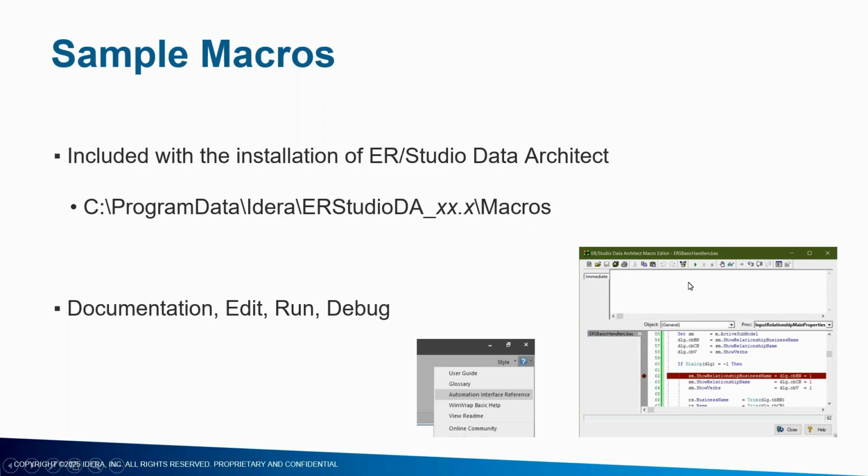The editor I was mentioning just before, so you can directly create your script within the solution, and you can run your script directly from this user interface. The documentation is also available directly in the UI. From Data Architect at the top right, you will have this question mark. Next to the question mark, if you expand this menu, you will see Automation Interface Reference. This is where you will find all the different objects that are available, and some descriptions of the existing sample macros that are available with the solution. And if you click on WinWrap Basic Help, you will have the documentation about the language itself that is embedded with this editor.